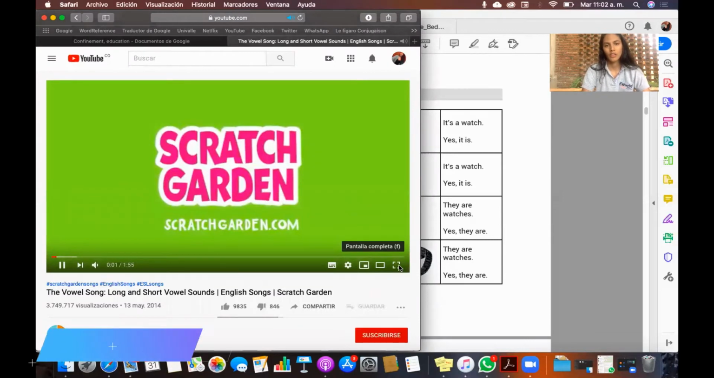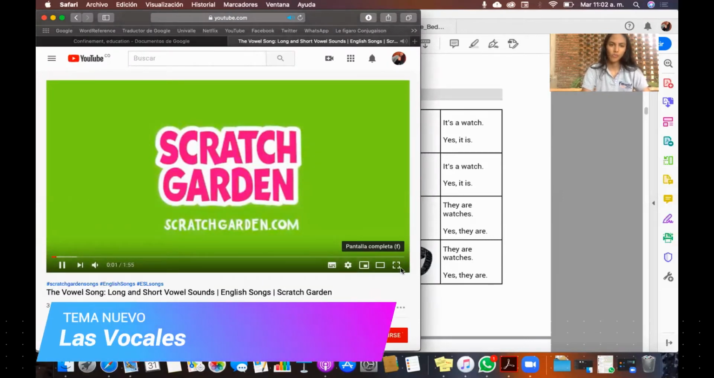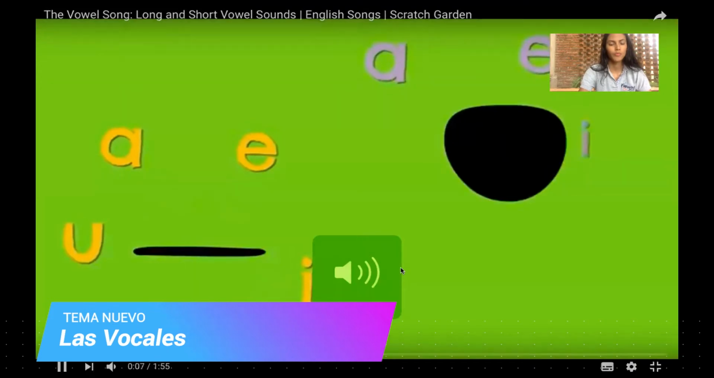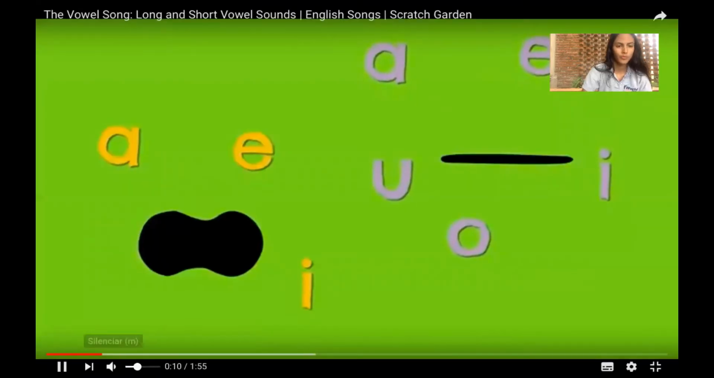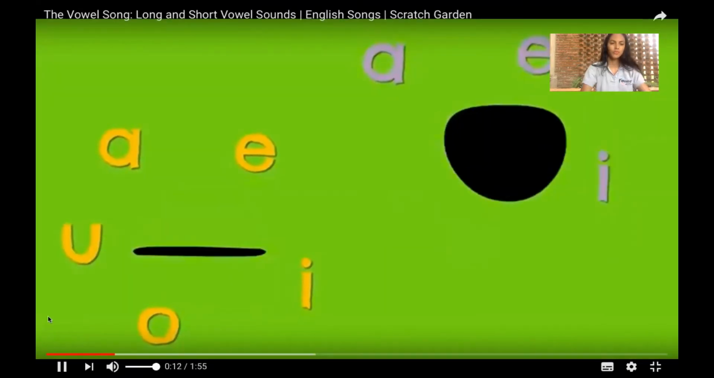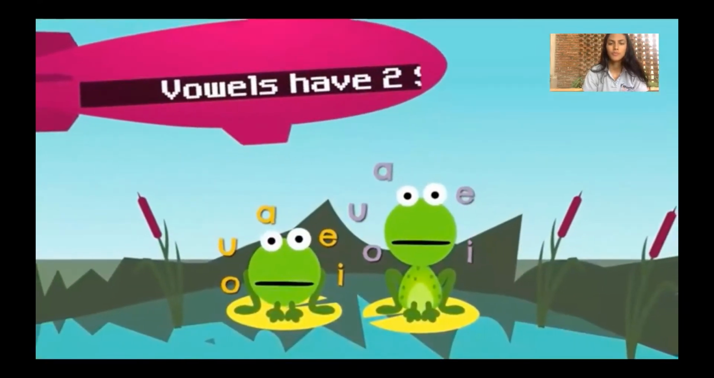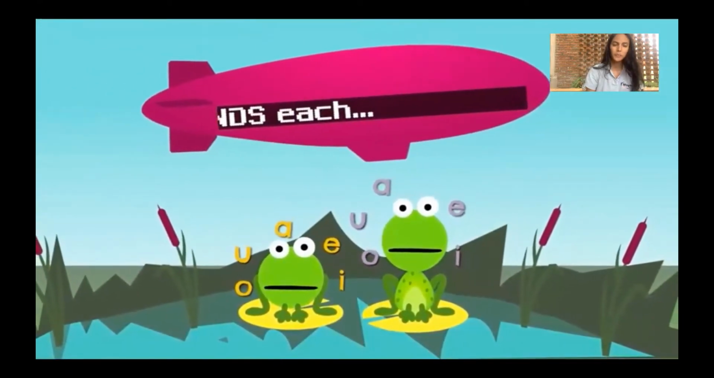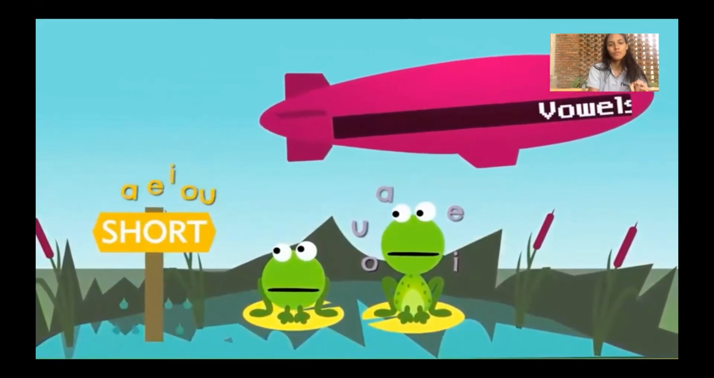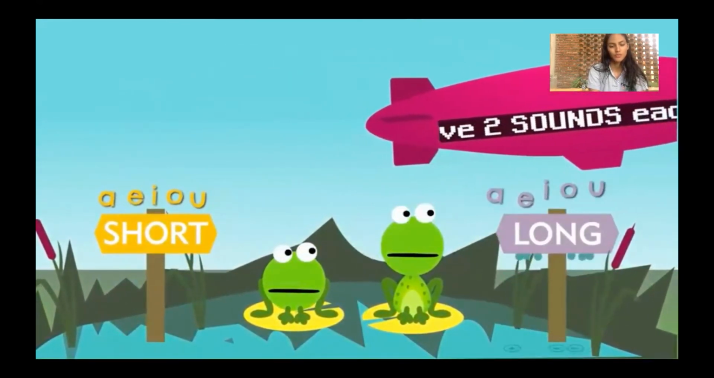Okay, let's go to another song that we need, the vowels. So, the vowels, son las vocales. A, E, I, O, U. Now vowels have two sounds each, but they don't sound the same. One is short, real short. The other one's long, it says its name.